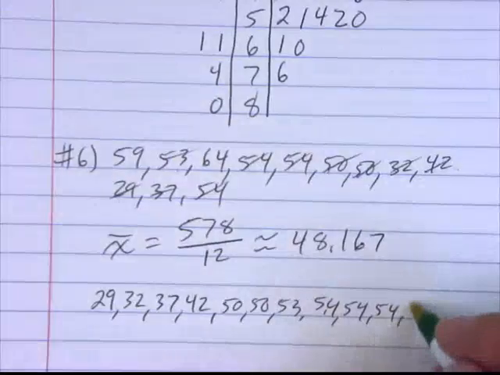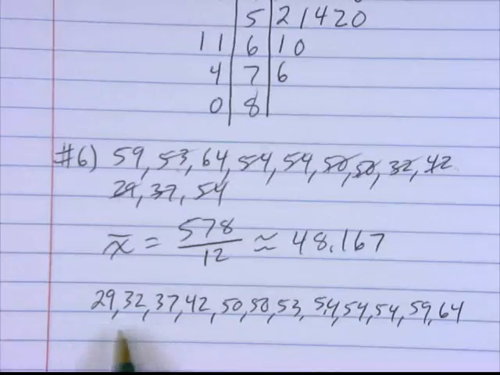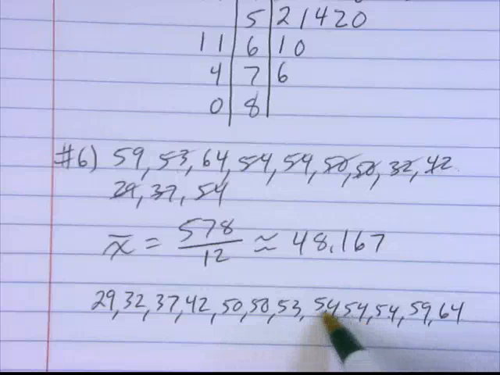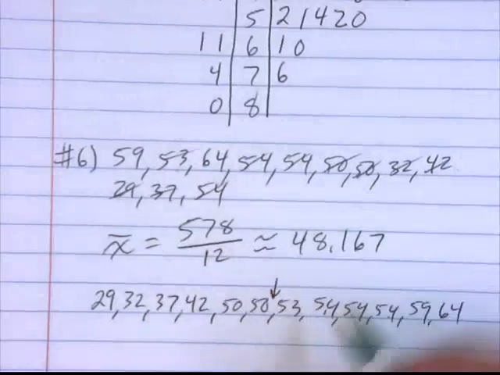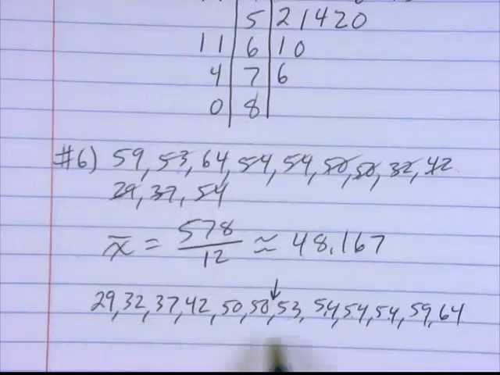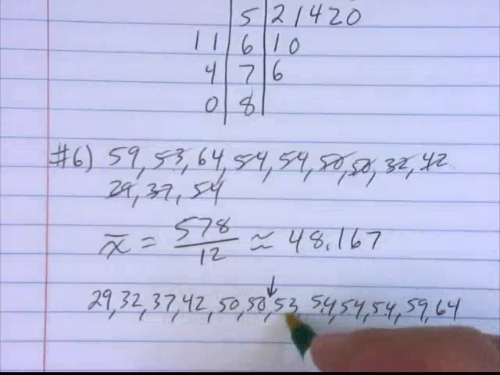A 59 and a 64. And now to find the median, I'm going to look for the halfway point. If I go in 6 from each side, 1, 2, 3, 4, 5, 6, 1, 2, 3, 4, 5, 6, you'll notice that the median is actually right between these two numbers because there's 6 on either side of those. So I need the median, which is going to be halfway between those.